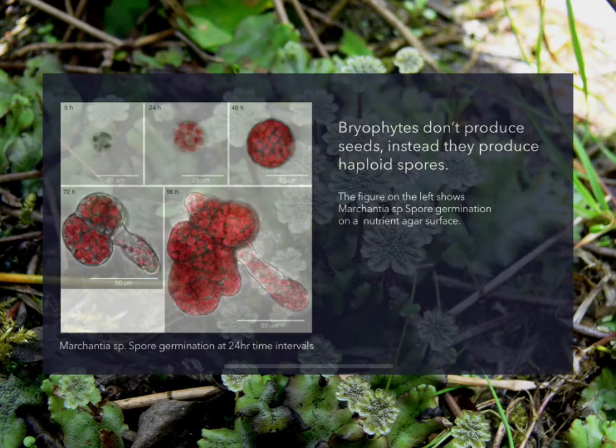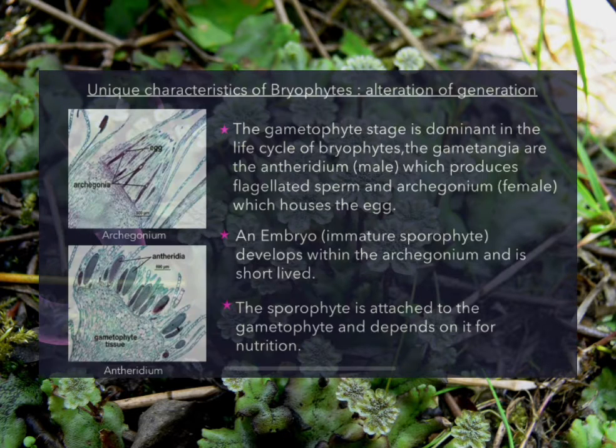Bryophytes don't produce seeds, instead they produce haploid spores. The gametophyte stage is dominant in the life cycle of bryophytes. The gametangia are the antheridium, which produces flagellated sperm, and archegonium, which houses the egg. An embryo develops within the archegonium and is short-lived. The sporophyte is attached to the gametophyte and depends on it for nutrition.